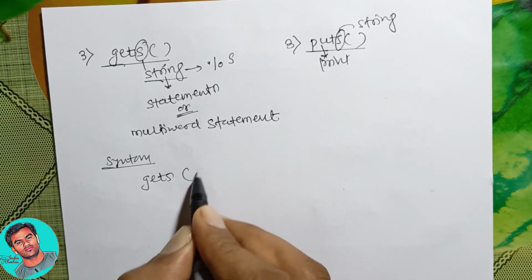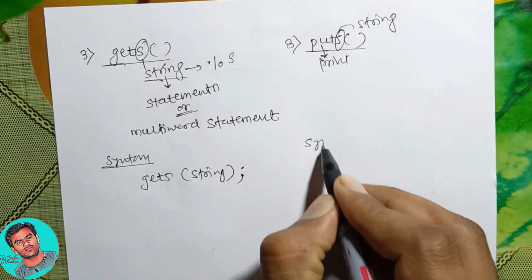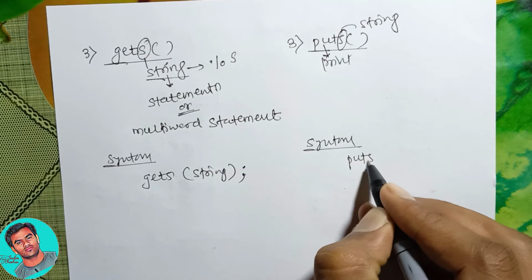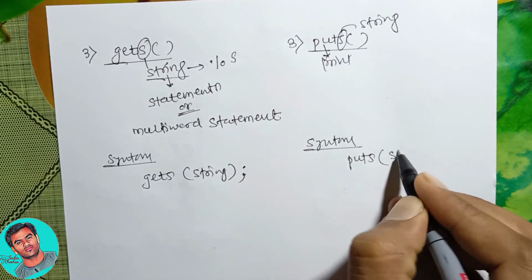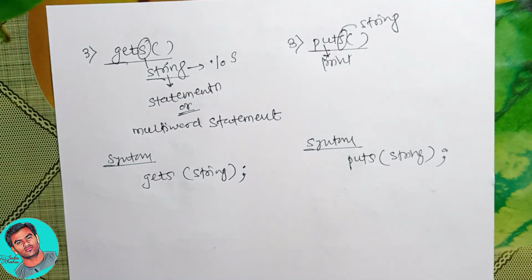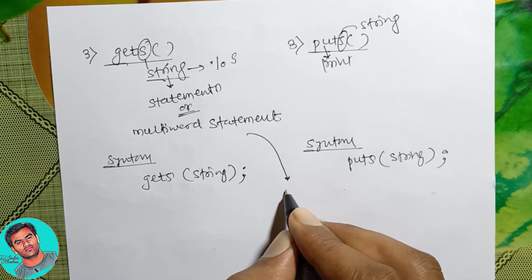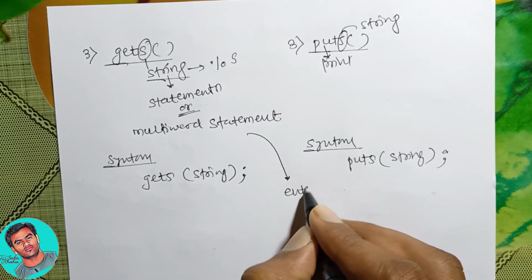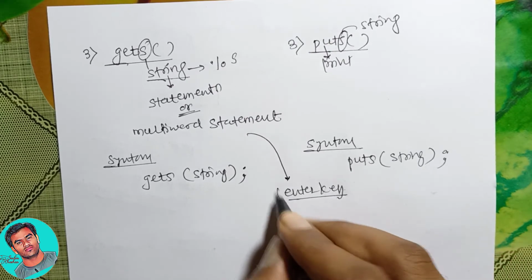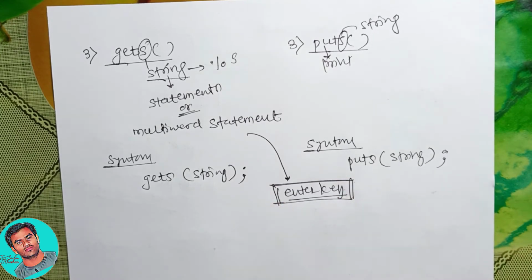A getch statement, and inside a function there is a string, and for this printf, this putch statement, there is putch and the string. That is the syntax for this one. Here this multi-word statement string is ended by an enter key, meaning until and unless we press an enter key, it is going to get an input from a console.